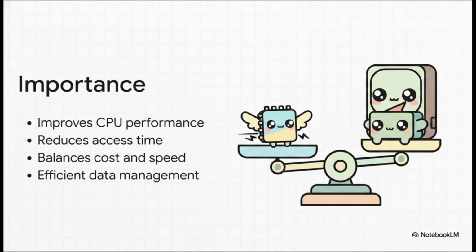Now, why do we even bother with this tiered structure? Why is it so absolutely crucial? Well, layering memory this way perfectly balances cost and speed. I mean, you definitely wouldn't want to build an entire computer using ultra-expensive register memory, right? And you couldn't build a fast one if you only used a slow hard drive. This hierarchy improves your overall CPU performance, reduces data access time, ensures your data is managed efficiently, and honestly, it just beautifully optimizes the entire system architecture.